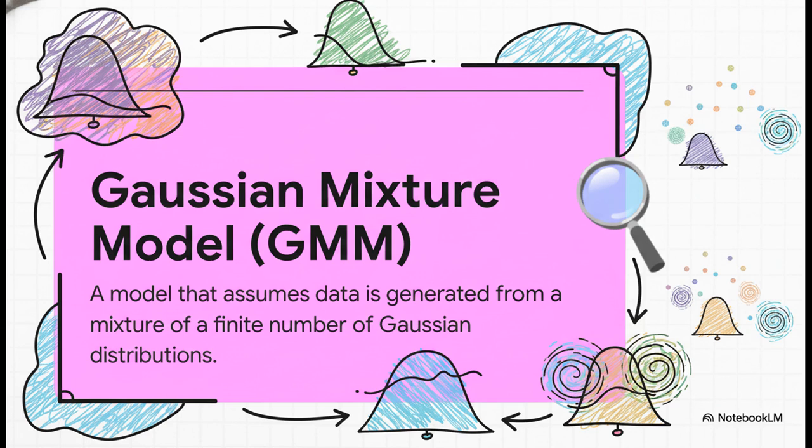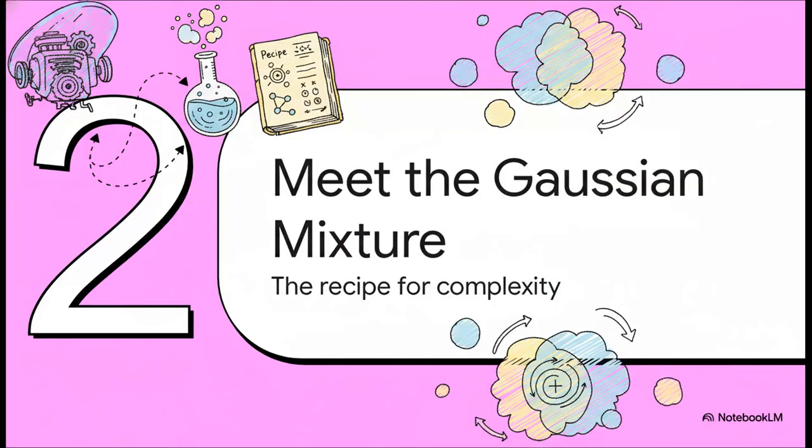And that brings us to this really elegant solution, the Gaussian Mixture Model, or GMM. And the core idea? It's actually brilliantly simple. What if that messy, lumpy shape we're seeing isn't one super complex thing at all? What if it's just a mixture of a few simple, boring old bell curves all added together? All right, so let's dive in.